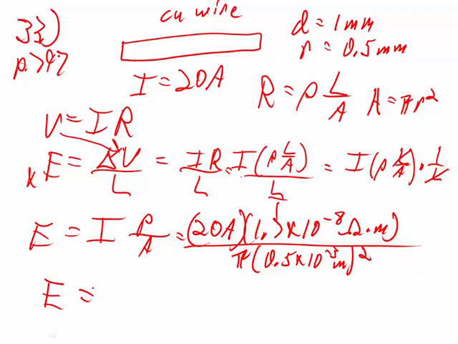Let me make sure I got my calculations right. So we've got 20 times 1.7 times 10 to the negative 8, divided by pi, and you do use pi on your calculator, times 0.5 times 10 to the negative third, squared. And what do we get? We get 0.43 newtons per coulomb, or volts per meter.